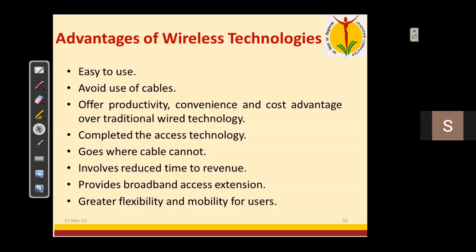It uses different access technologies, multiple access technologies for different applications. Time division multiple access is used in telephone systems, right? Orthogonal frequency division multiplexing is used in mobile communication, right? And code division multiple access is used in CDMA technology, which came in the year 2000. Wherever cables are not possible, you can use these wireless technologies.